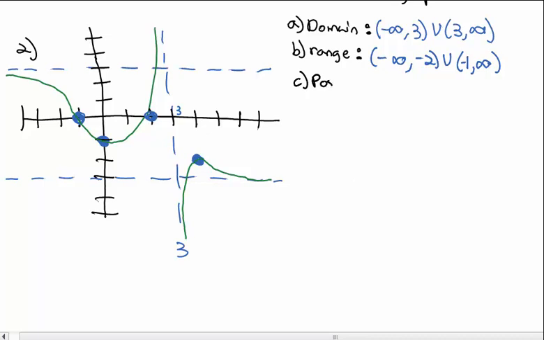Next, I want to know, where is the graph positive? Remember, positive means above the x-axis. And we describe it in terms of what x-values are above the x-axis. You want to notice this graph starts out above the x-axis, then it's below for a while, and then it's above for a really brief moment in time. So to describe where the graph is positive, it's positive from negative infinity off the left till negative 1. Union, it pops positive again from 2 to 3, and then it's not positive anymore.